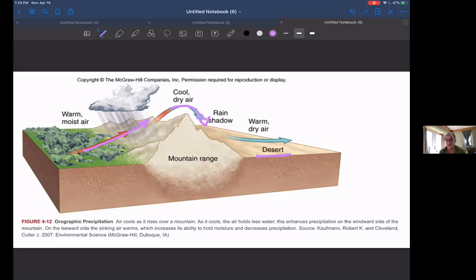So we have rain shadows. So this is another example of how we can look at the landscape and the system to determine patterns of precipitation distribution on our planet.